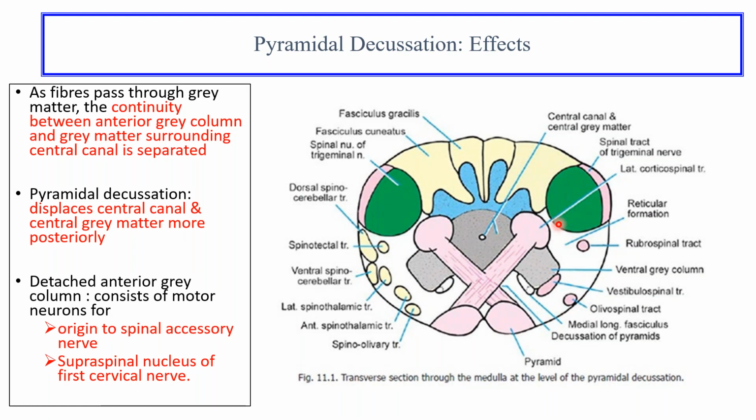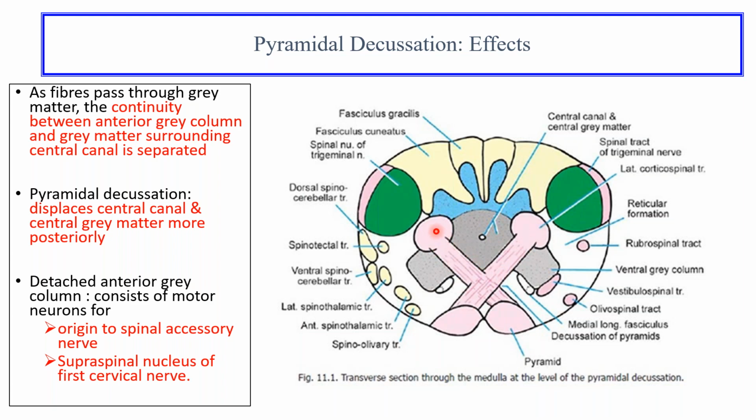Now, the fibers that are passing through the gray matter are in continuity between the anterior gray column and the gray matter surrounding the central canal. That continuity between the anterior gray and the gray matter surrounding the central canal is now separated. You can see the anterior gray and the gray matter surrounding the central canal are separated from each other, unlike in the spinal cord, because of this movement of the fibers, the corticospinal fibers, the pyramidal decussation or the motor decussation.